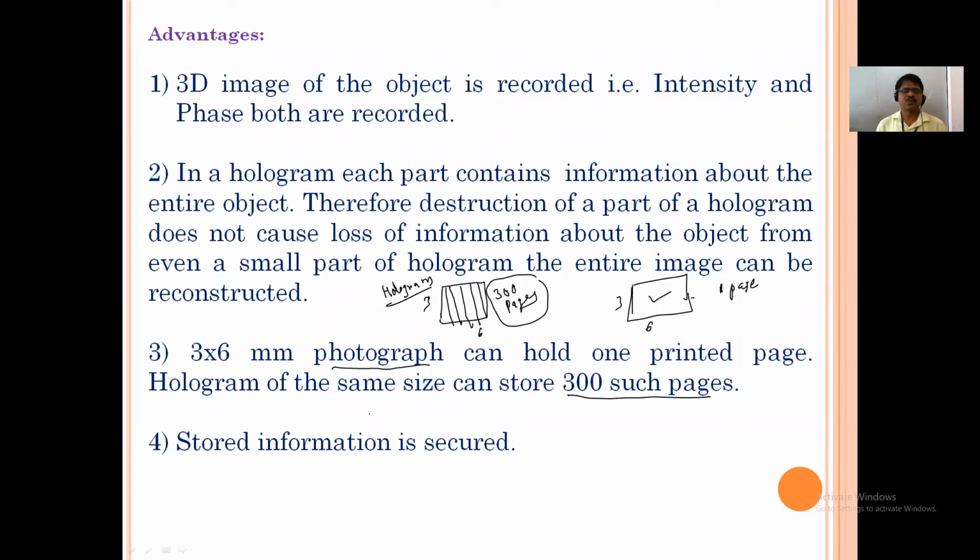And last, fourth, stored information is secured.